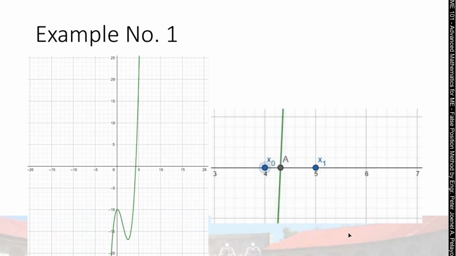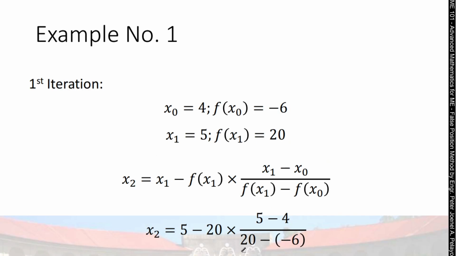Now, ito yung graph natin. So, this is the function. And then, ito yung root natin, si A. This is the root. And ito yung magiging bracket natin, 4 and 5. So, first iteration. So, since x0 natin is 4 and x1 is 5, substitute lang natin sa f. So, nakuha naman na natin yan sa table. f of x0 is equal to -6. f of x1 is equal to 20.